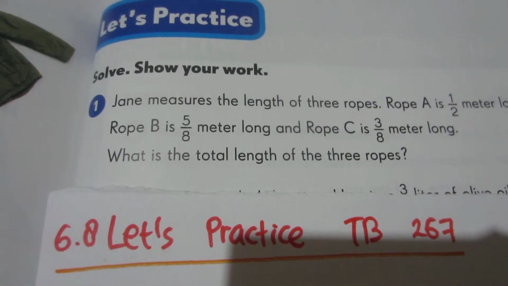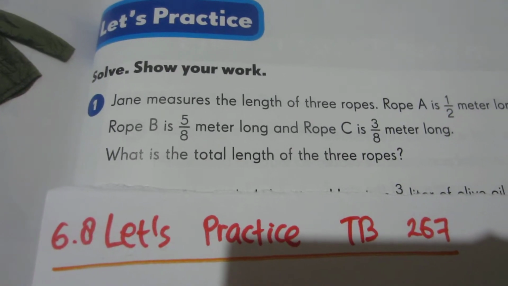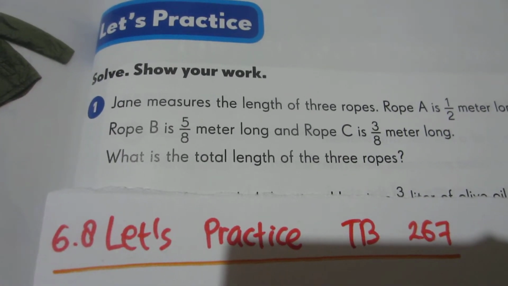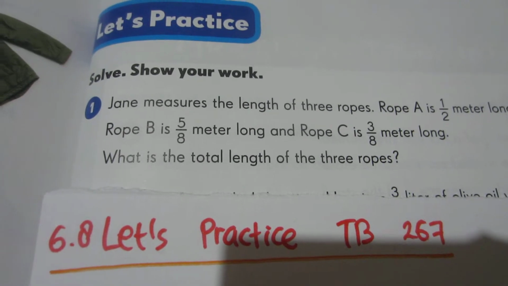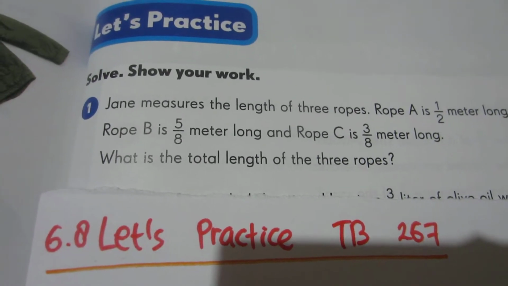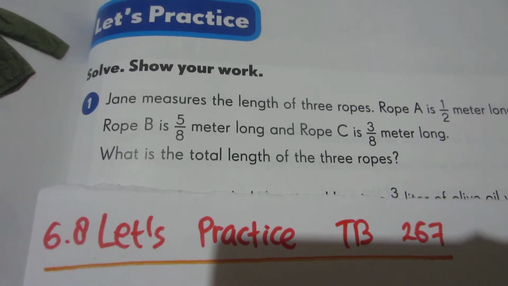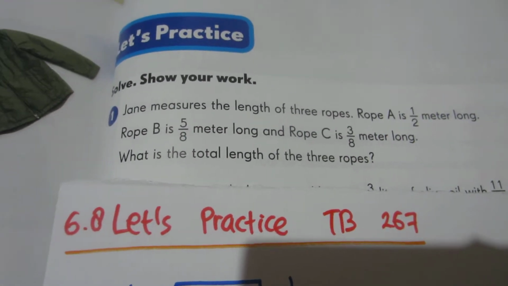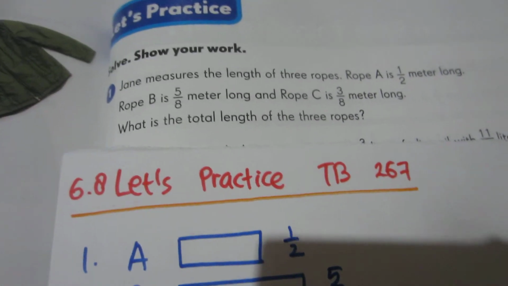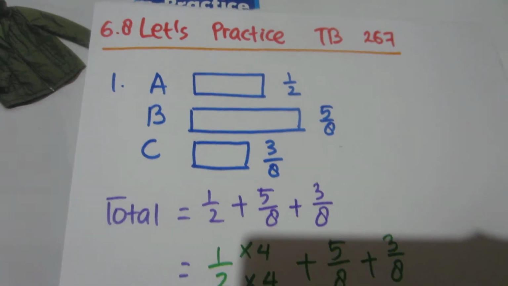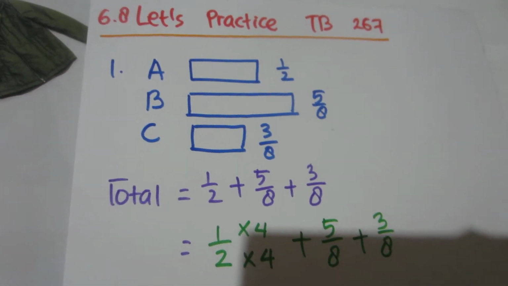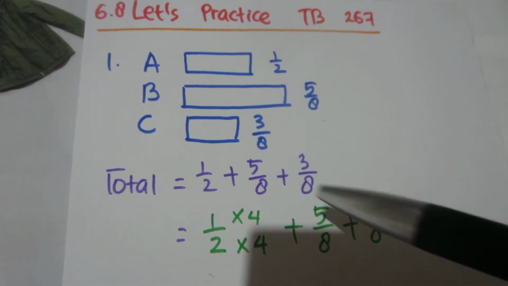Let's practice from textbook page 267. Jane measures the length of 3 ropes. Rope A is half meter long, rope B is 5/8, and rope C is 3/8. What is the total length of the 3 ropes? So we know that rope A is half and rope B is 5/8 and rope C is 3/8.